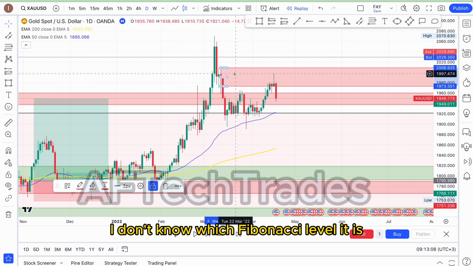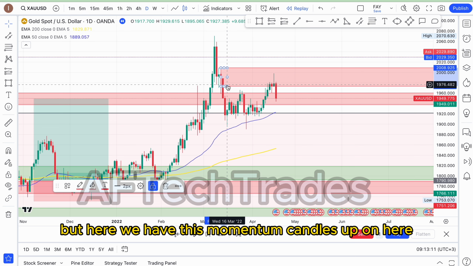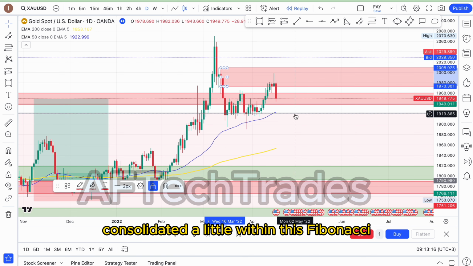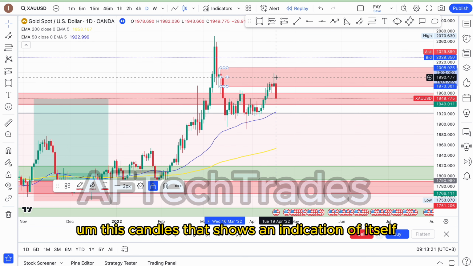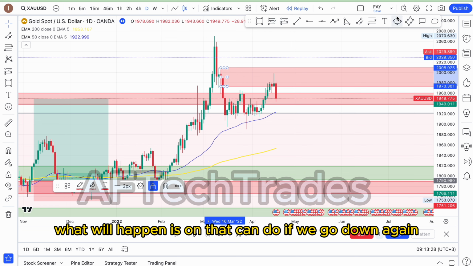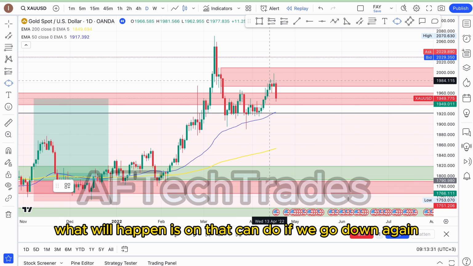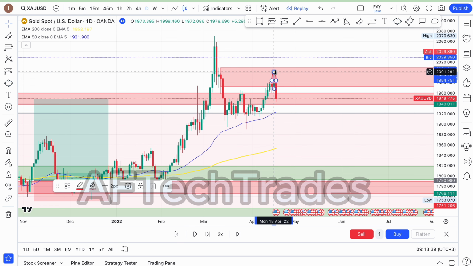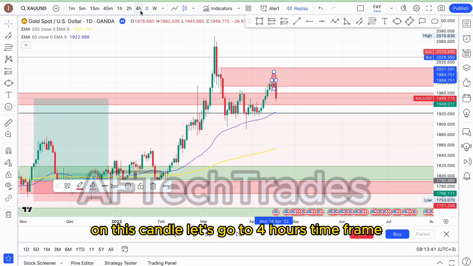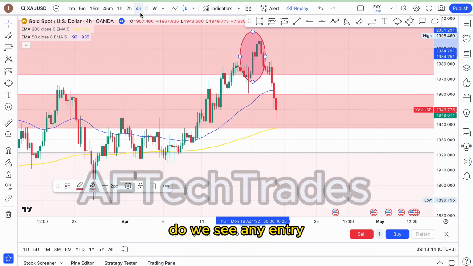I don't know which Fibonacci level it is, but here we have these momentum candles happen here. It consolidated a little within this Fibonacci retracement level. It came back in here and we saw these candles that show us an indication of a sell. What will happen is on that candle, if we go down, let's go to 4 hours time frame. What is happening there? Do we see any entry?